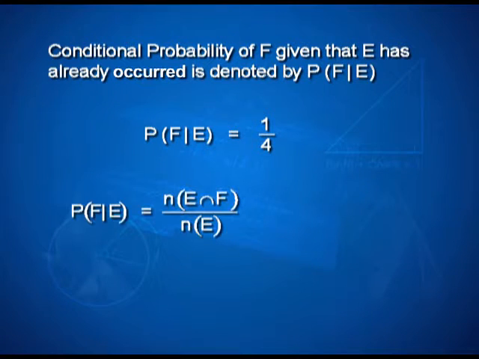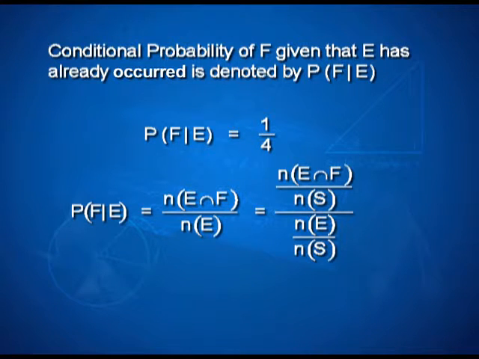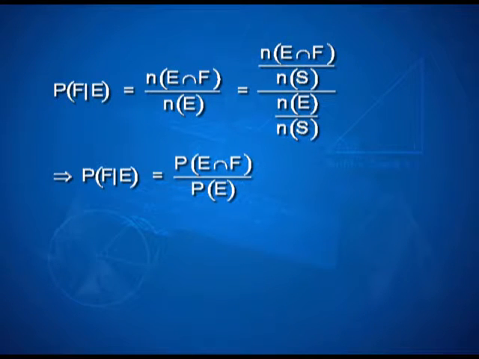So let's see if there is a relation that can be derived from here. I can rewrite probability of F given that E has happened as the number of elements in E intersection F divided by the number of elements in the set E. Dividing both the numerator and denominator by the total number of elements in the sample space, I get the numerator as the probability of E intersection F, that is the probability of E and F happening together, divided by the probability of E. And this gives us a formula for finding the probability of F given that E has occurred. It's the same as probability of E intersection F divided by probability of E. If you know each one of them independently, take the quotient and you have the required quantity.